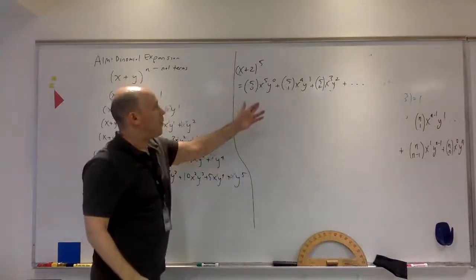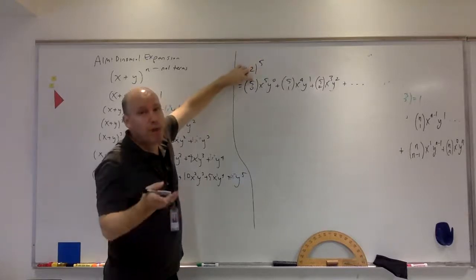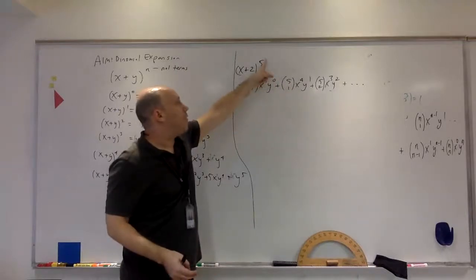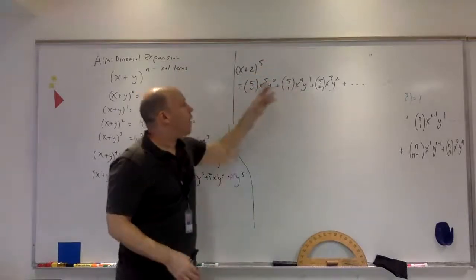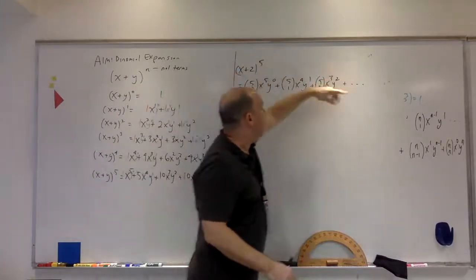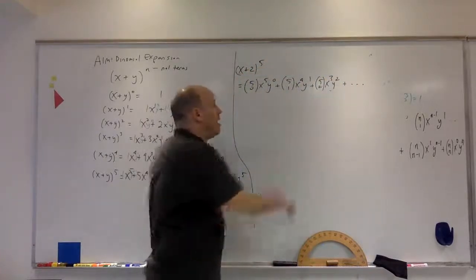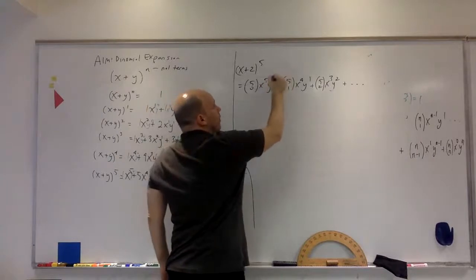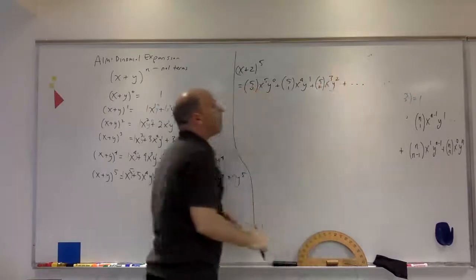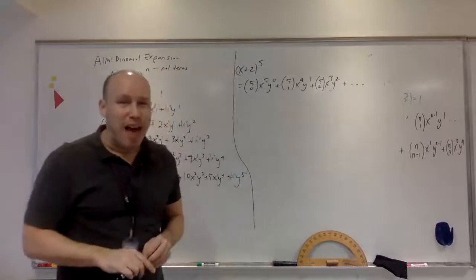A couple of observations. As we said before, if it's to the 5th power, we know there's 6 terms, so it's the 6th row in Pascal's triangle, 5 choose 0, 1, 2, 3, 4. Another thing you might observe is that the x power starts at 5 and descends to 0, and the y power starts at 0 and ascends. Once again, what's 5 plus 0? 5. What's 4 plus 1? 5. What's 3 plus 2? 5. Nice.